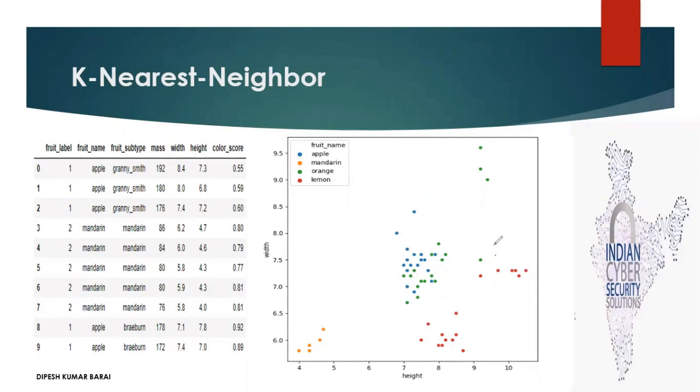But if we take k equal to 5, and the new point is here, then we draw a circle and take the 5 data points: this one, this one, this one, this one, and this one. The majority of the data points are lemon, so we can predict that the point is a lemon. The problem is that if we take k equal to 1, there may be a chance of overfitting because there is noise in the data.